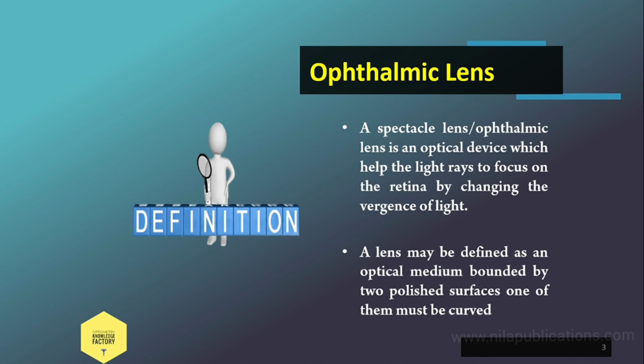Then the second definition is based on its structural characteristics. A lens may be defined as an optical medium bounded by two polar surfaces, one of them must be curved. An optical medium means any transparent medium through which the light can travel. Usually, lenses are made up of isotropic optical medium. The term isotropic means any medium which has the same optical properties in all areas.